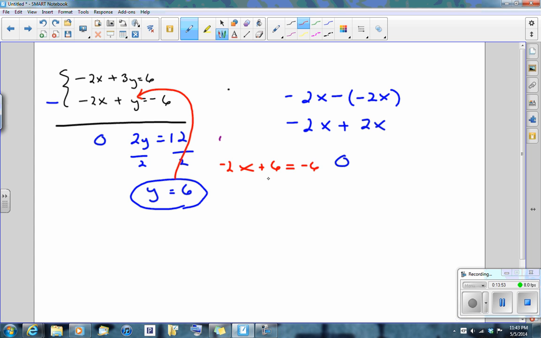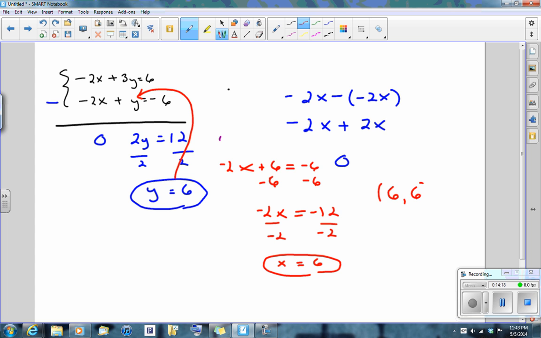So subtract 6 from here, subtract 6 from there. So we've got -2x equals -12. Divide by -2, divide by -2, x equals 6. And there we go. We've got our solution again for this equation being 6 and 6.